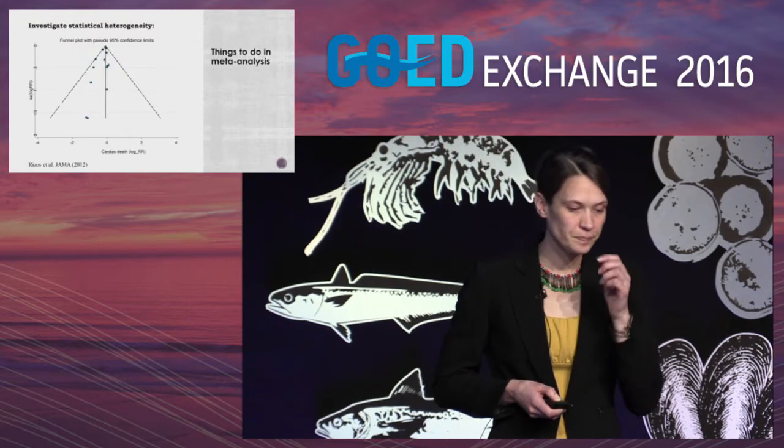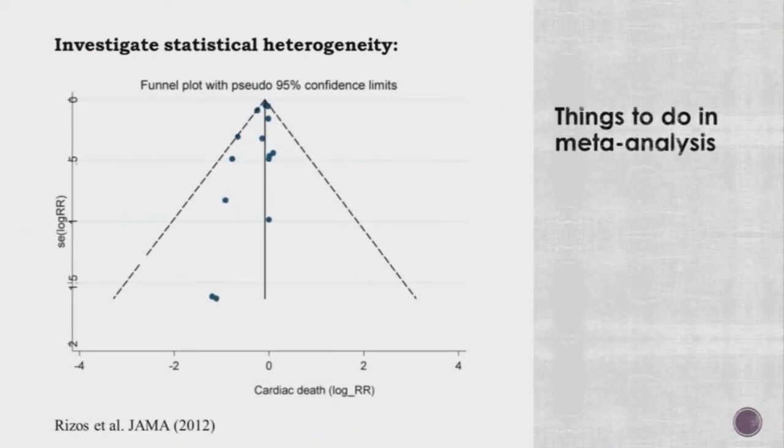Okay, and we want to see that they have made a plot like this. I'd love to explain this to you. If you want to know how to interpret this, I'll tell you, but I'm not going to do it right now. But this helps, it's called a funnel plot, and it helps you assess publication bias.